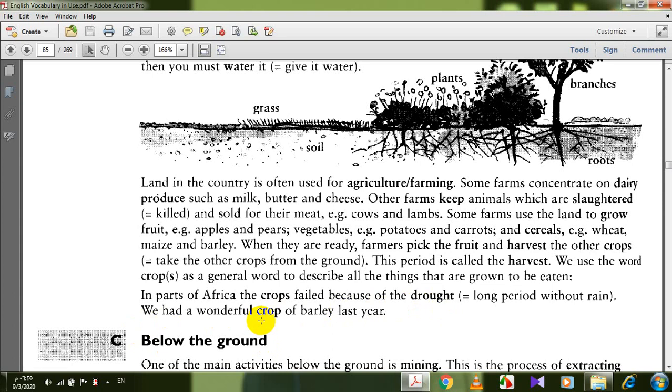We had a wonderful crop of barley last year. Of course, barley is sha'ir. Maize, dhura. Good.